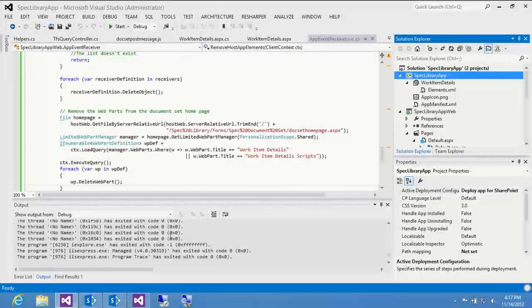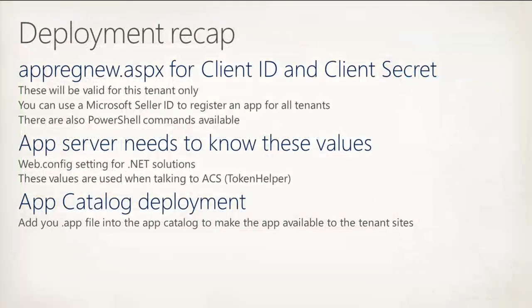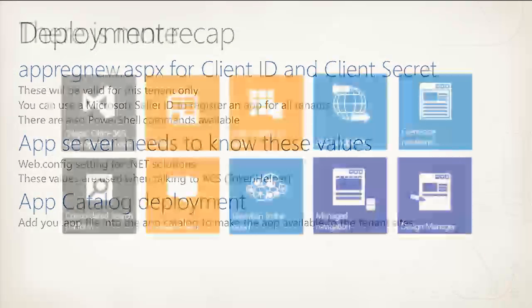All right, let me go back to these slides. The app server also needs to know this client ID and client secret. And deploying the app into the catalog is as simple as, once you hit publish, Visual Studio will generate a .app package for you, which is basically a zip package renamed. And that is the package that you need to deploy into SharePoint for it to be available to be installed in all of the sites available in your tenant.